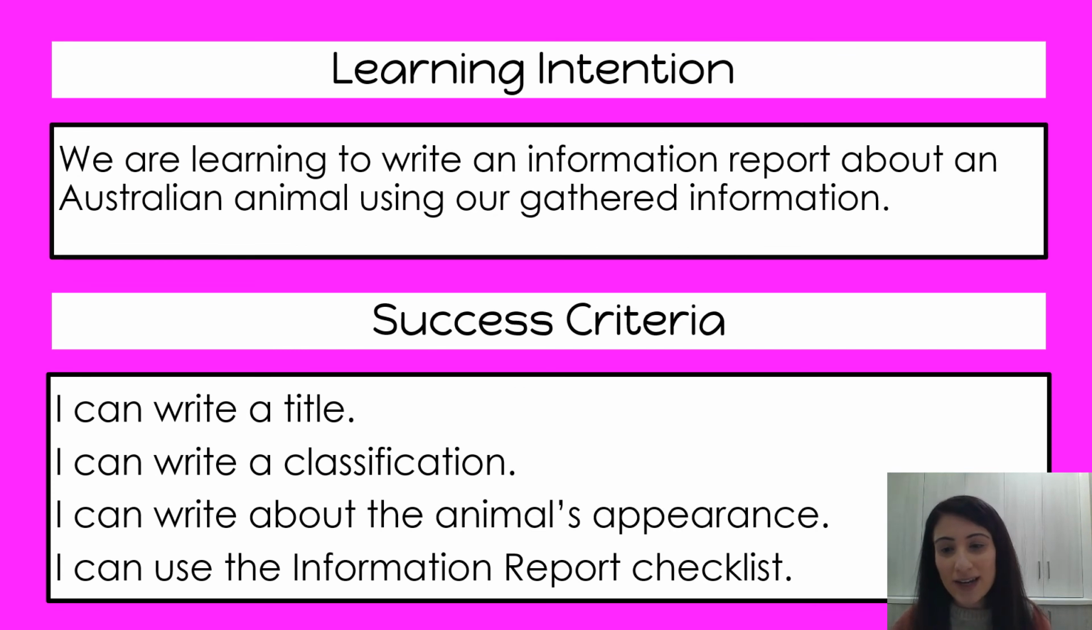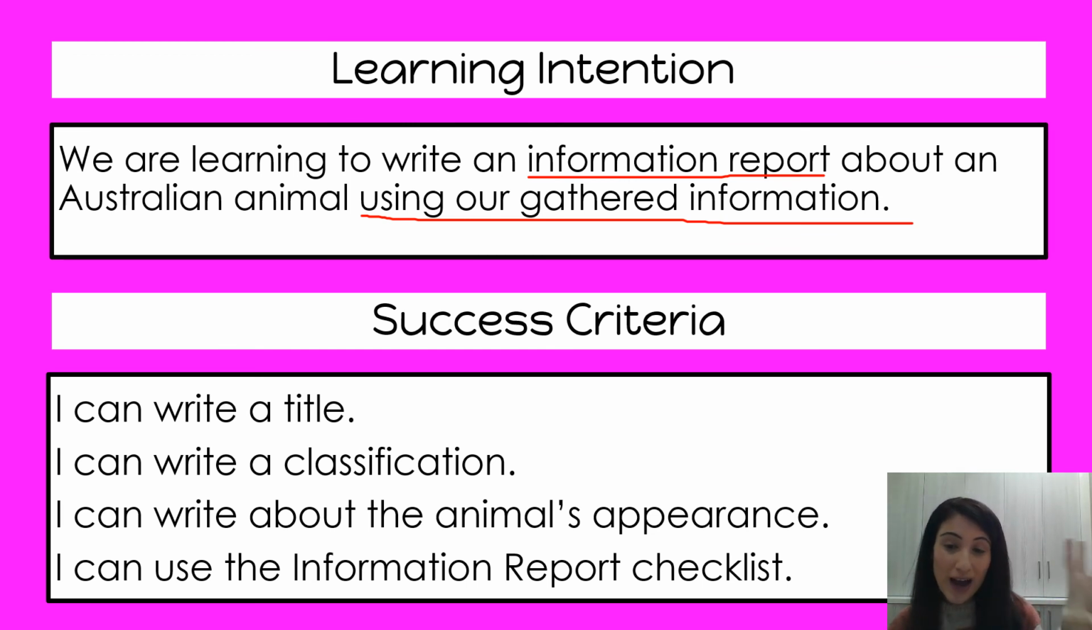All right, everybody, it's now time to reflect on our lesson. I hope you enjoyed writing your information today about your Australian animals. I can't wait to see what you have written. We are learning to write an information report about an Australian animal using our gathered information. So I showed you how to go back to your gathering information charts from last week and to use parts of that information to start writing your information report today.